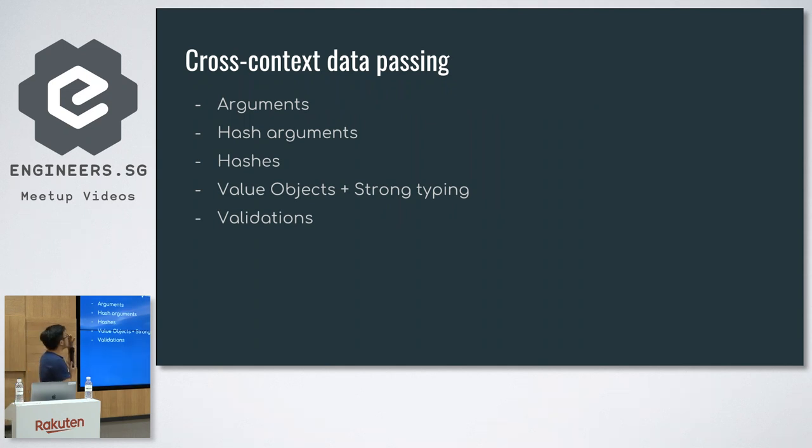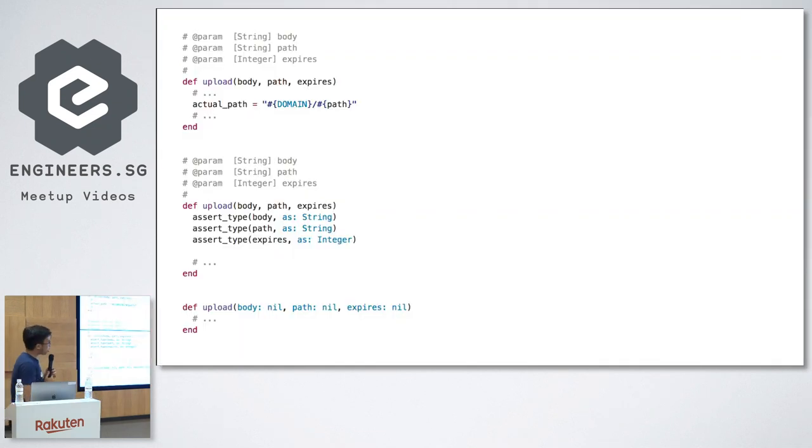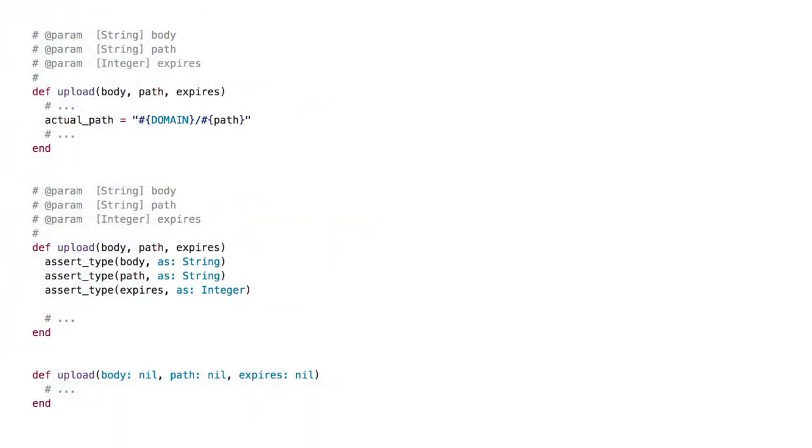So another challenge of working with Ruby is crossing-context data passing. What I mean is when you declare a function in one place and you use it in another file. Let's look at this. Now I want to create an upload method to upload a file, taking body, path, and expires with this interface. I'm going to use it somewhere else. Just imagine you have this inside your view and you write your consumer code.